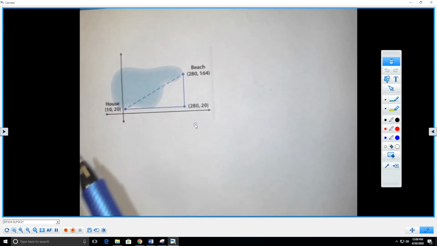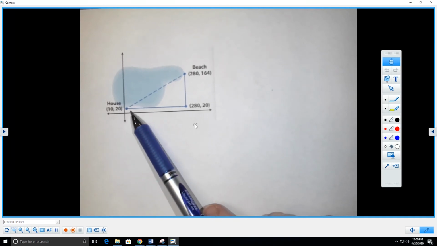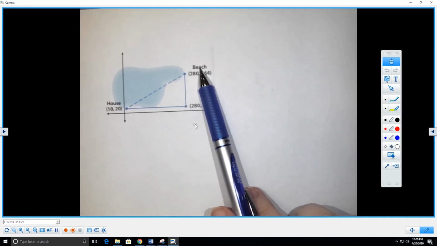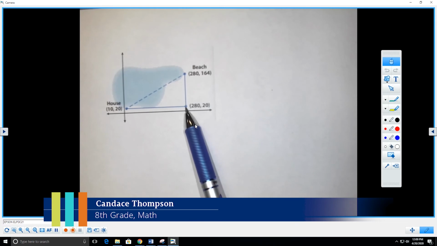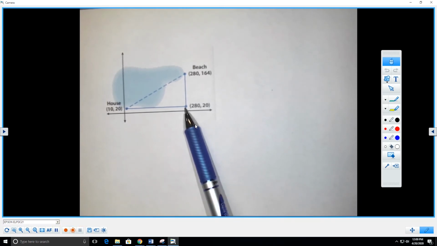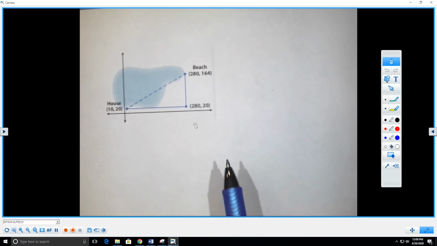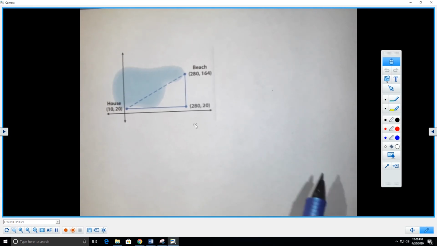I'll read it again and you think about what you need to do. Victor wants to find the distance between his house and the beach. He marks a third point, forming a right triangle. And the distances in the diagram are measured in meters. If we want to use the distance formula to find the length between the house and the beach, we can use the coordinates for each of those to substitute in. Follow along and write this example down with me.